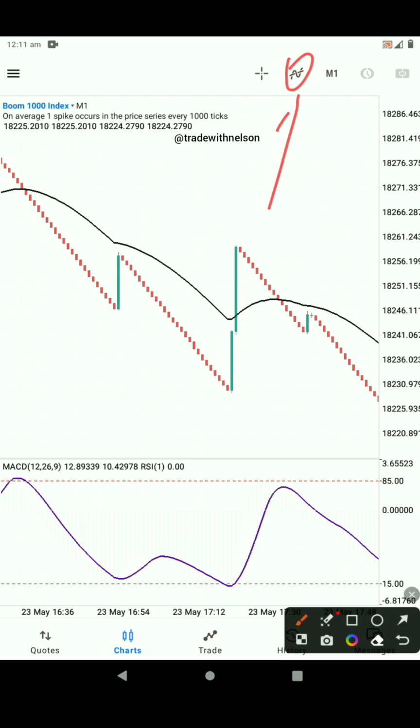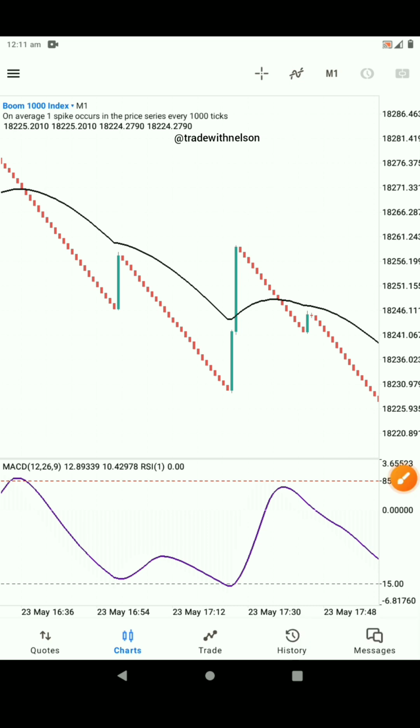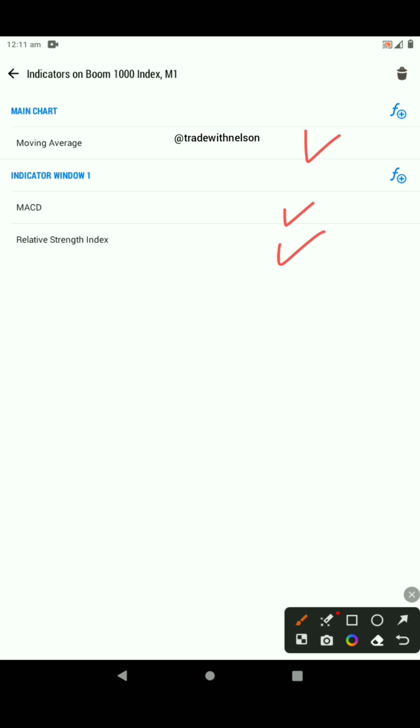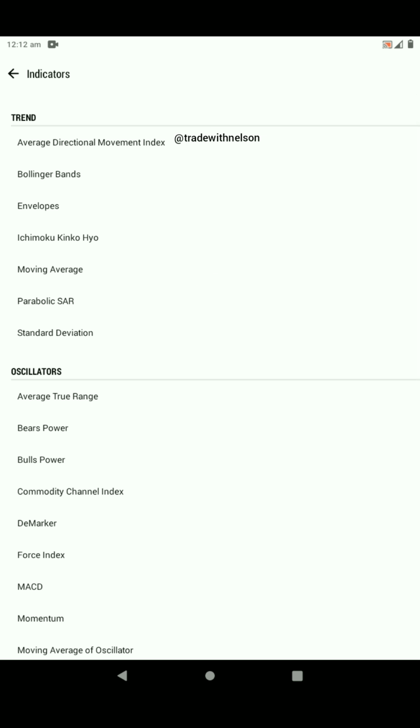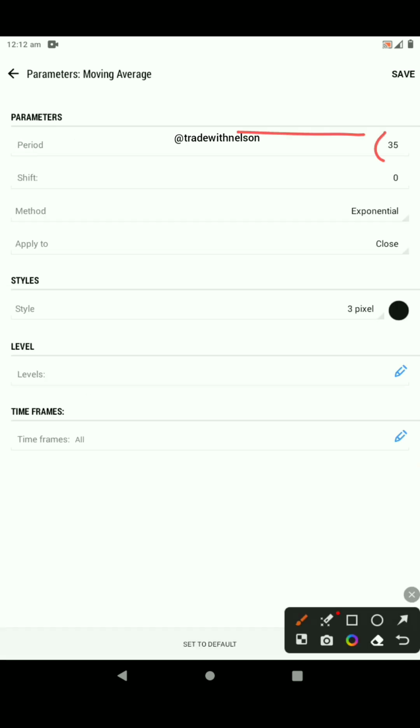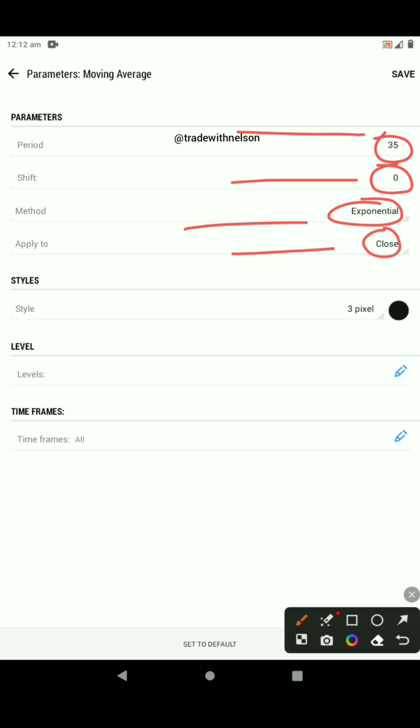First thing you do is click on this indicator icon over here: moving average, MACD and RSI. To select the moving average, click on the F icon on the main chart, moving average, click on that. Make your period 35, shift 0, method exponential, apply to close, style 3 pixel, and select a color of your choice. After that, click on save.